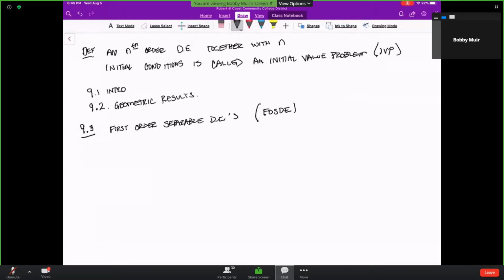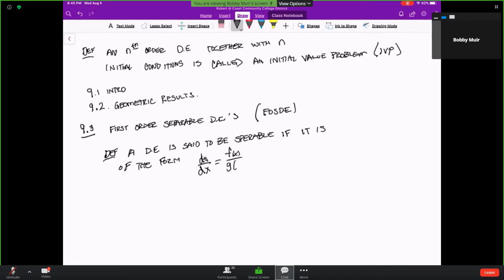So the idea is this. Definition. A differential equation is said to be separable if it is of the form dy dx equals f of x over g of y.